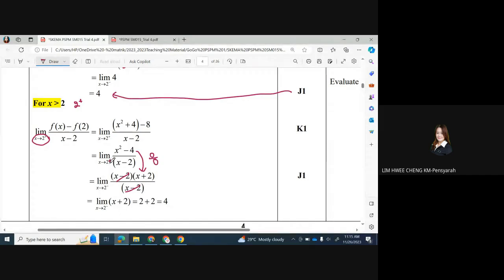Sorry, ini adalah positive. Okay, positive. So I get 4. So this one also the same. Okay, 1 until you get 4.